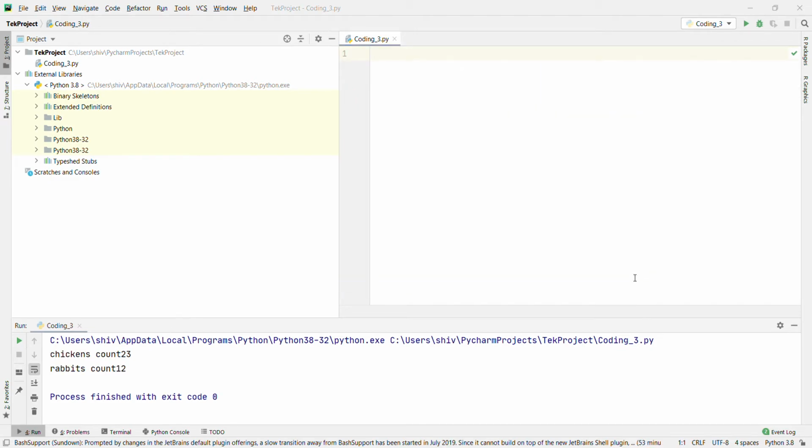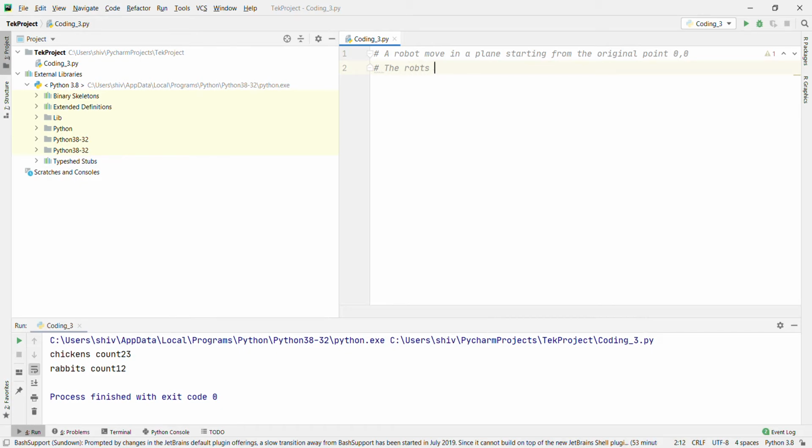What's the other problem? A robot moves in a plane starting from the original point 0, 0. Let's start with the second problem statement. A robot moves in a plane starting from 0, 0. This is the original point. And the robot can move up, down, left and right with a given step.